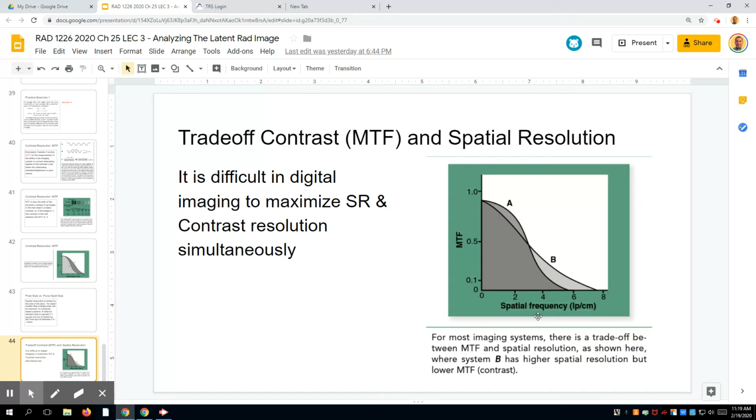So there's a big trade-off between contrast resolution and spatial resolution. It's really hard to maximize both of them. This is a concept in CT as well as X-ray. It's really hard to get the best spatial resolution and the best contrast resolution in the same image, right? One of the things about that is we've learned probably, I hope, that the more pixels you have and the smaller they are, the better your spatial resolution.